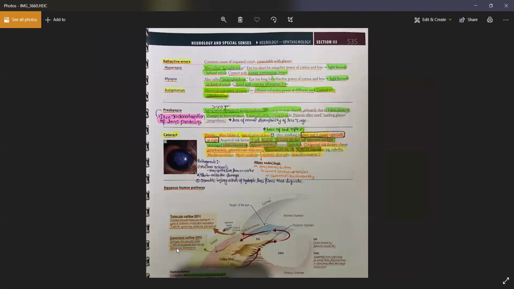Any doubt on the cataract? No, thank you.